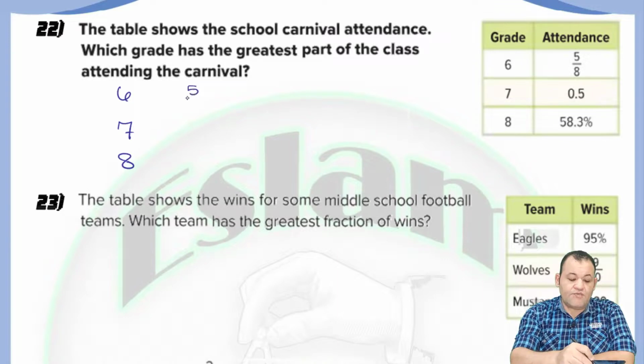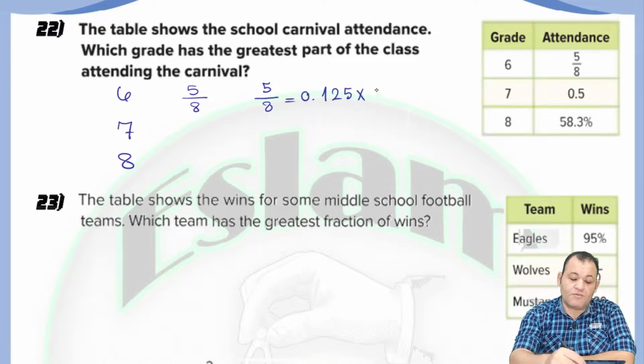Grade 6 equals 5 over 8. You can write it as a decimal. How can we write it? We know that 1 over 8 equals 0.125. If we need to find 5 over 8, just multiply 125 times 5. So the answer now will be 0.625. Now for grade 7, which equals 0.5, that's a decimal, so just leave it as a decimal.